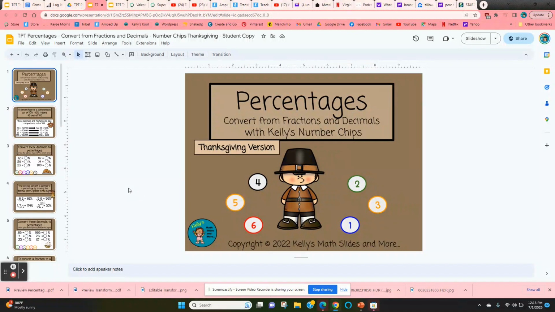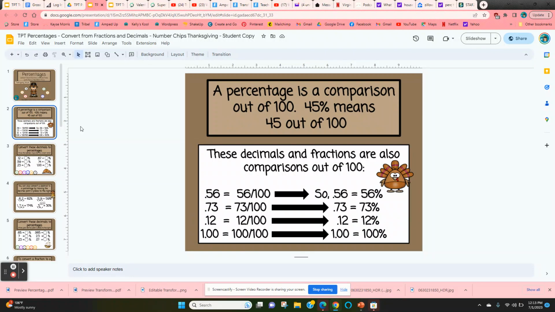Percentages converting from fractions and decimals with number chips. This is the Thanksgiving version. So it starts out with just an explanation of what a percentage is. It's a comparison out of 100.